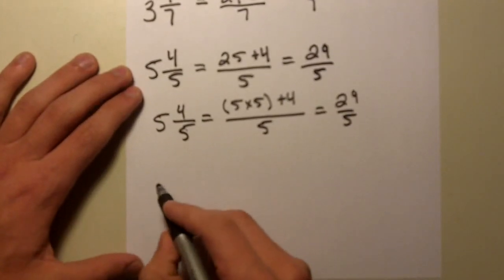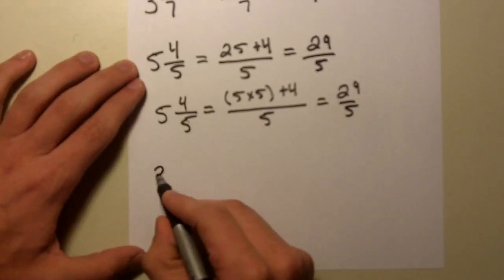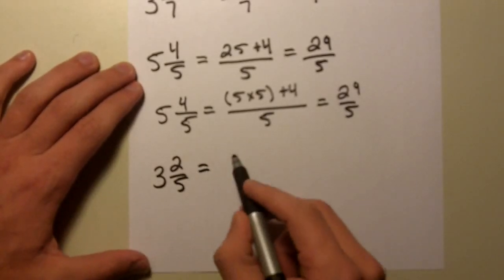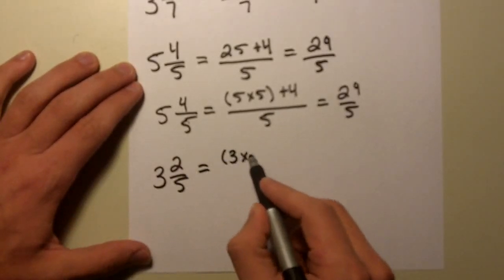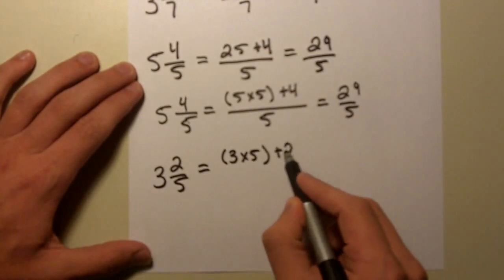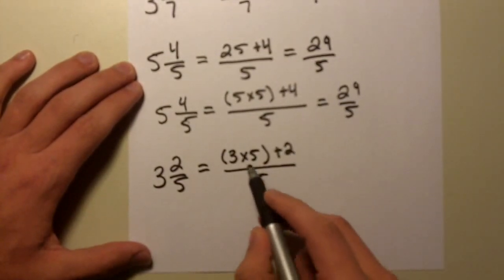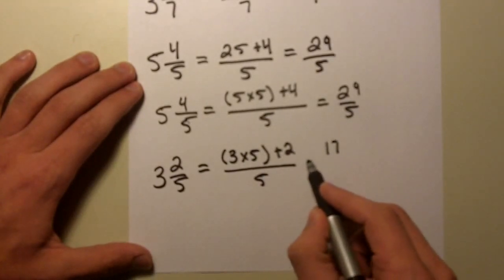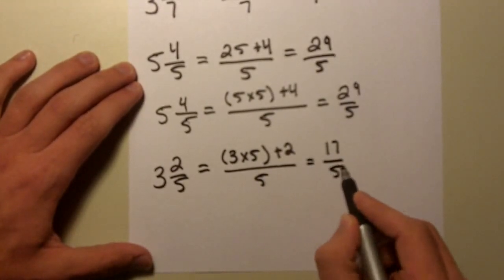Okay, so we can do another here. We can do 3 2/5. So we can have 3 times 5, right, plus 2 over 5. So that's going to be 15 plus 2 is 17 over 5.